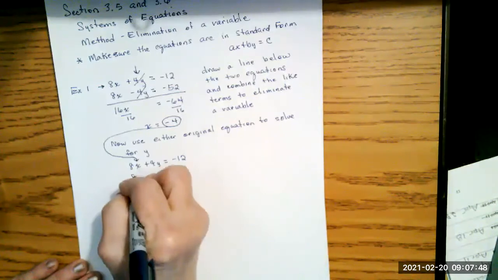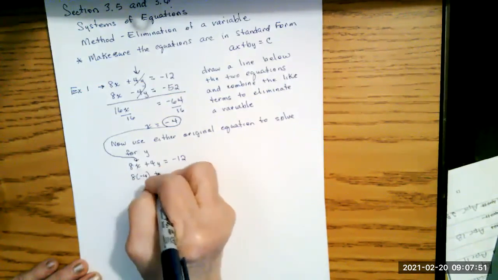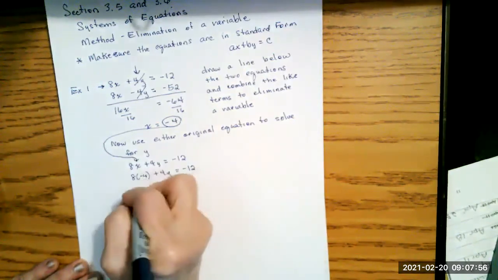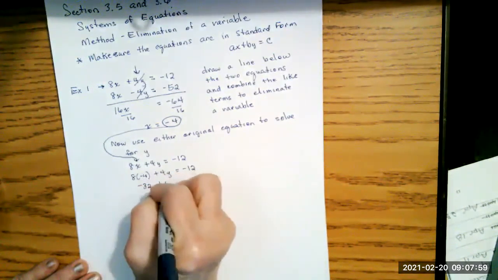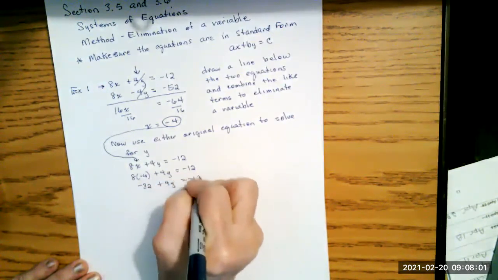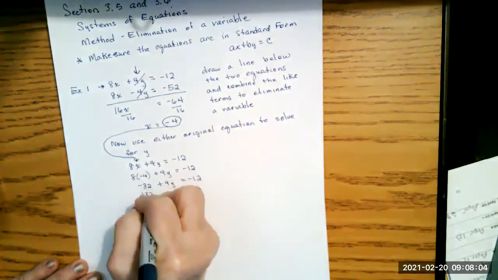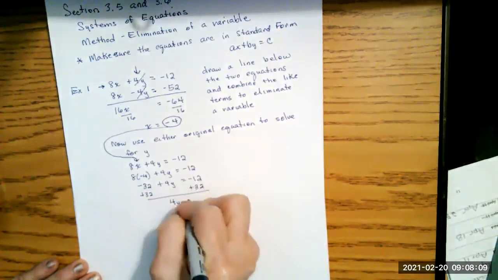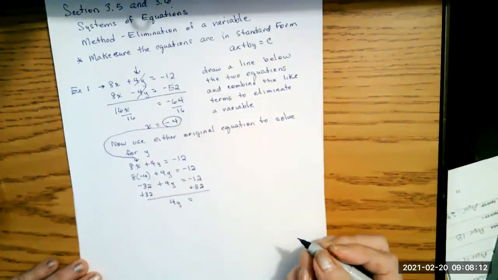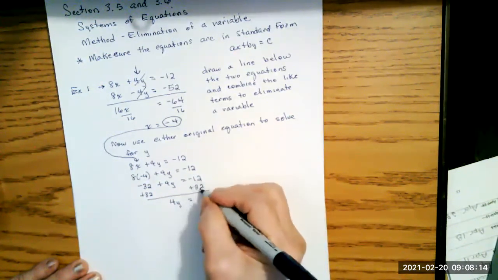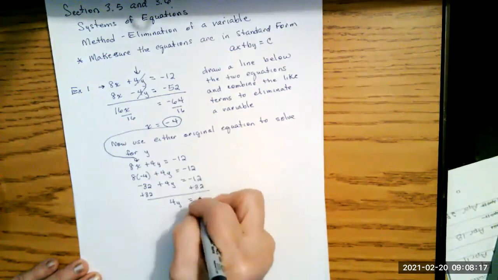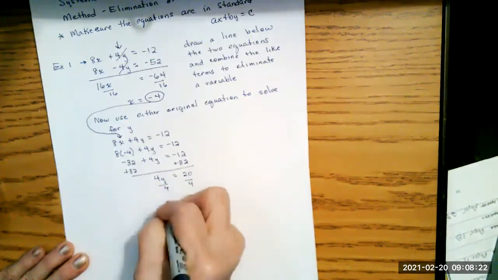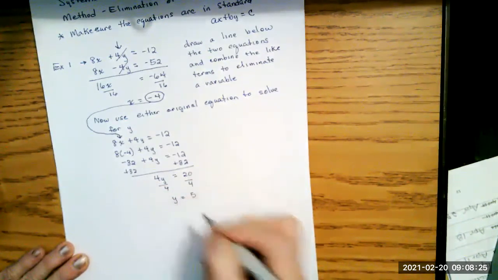So now I have 8 times negative 4 plus 4y equals negative 12. That gives me negative 32 plus 4y equals negative 12. Add 32 to both sides, and we'll have 4y equals, and I'll have to subtract because the signs are different. 32 is larger, so my answer will be positive 20. Now I divide both sides by 4, and so I find a y value of 5.